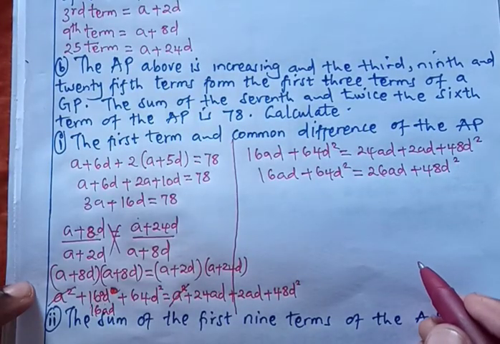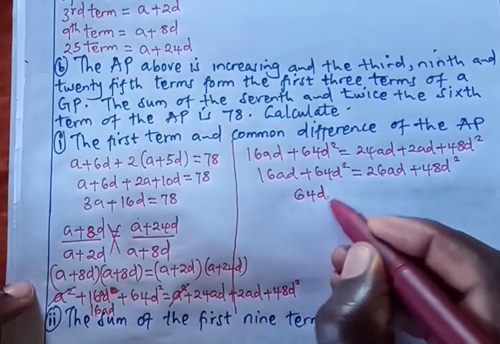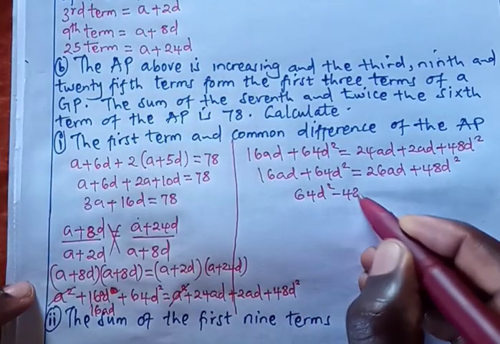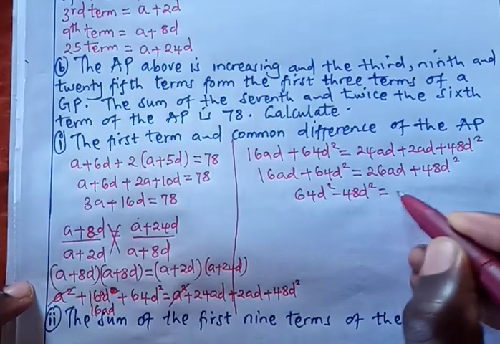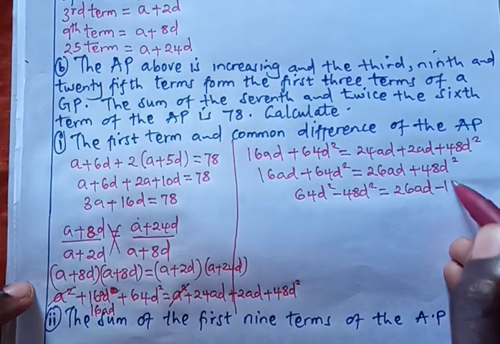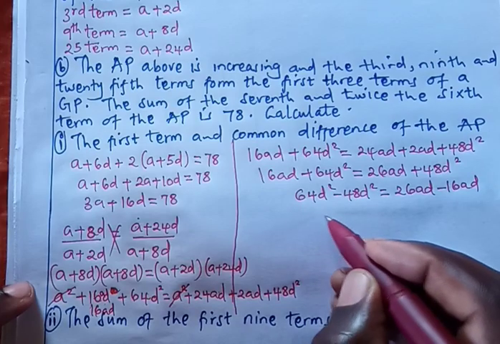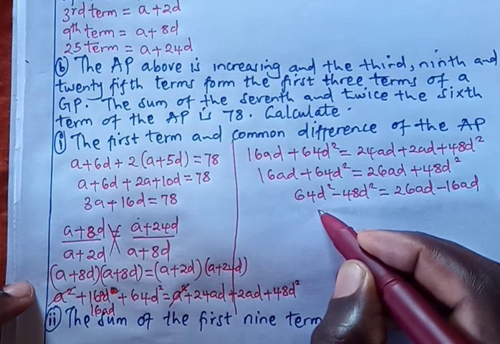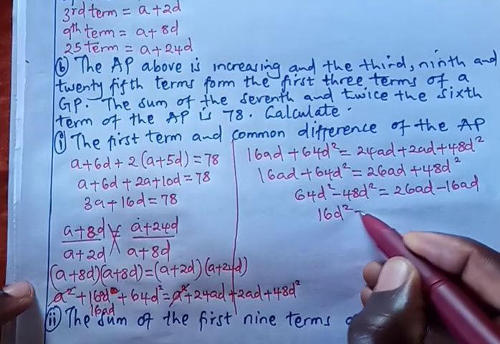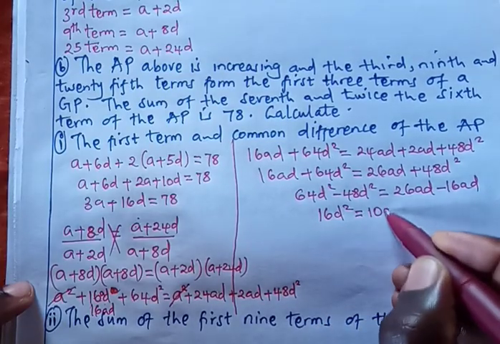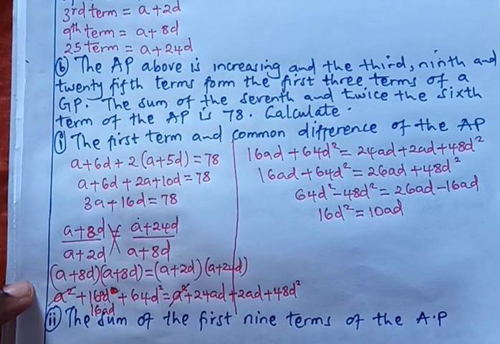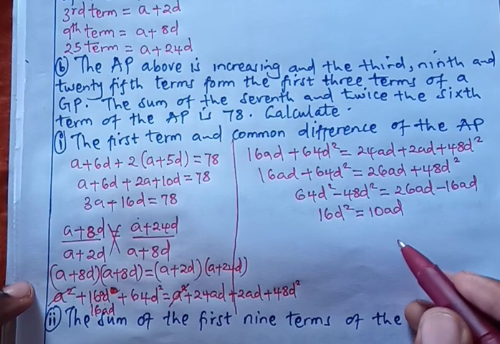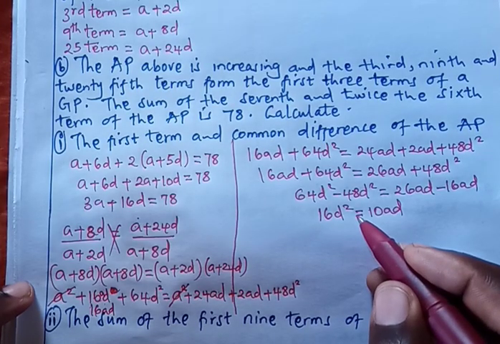We put like terms together. So this is going to be 64D squared minus 48D squared is equal to 26 AD minus 16 AD. So this one will give us 16D squared is equal to 10 AD. So we can decide to make either A the subject of the formula, or we make D the subject of the formula.